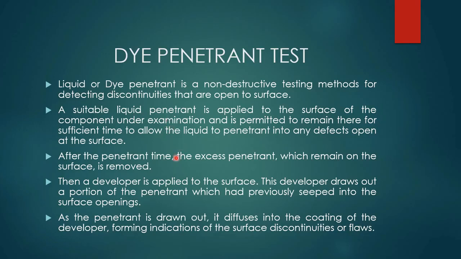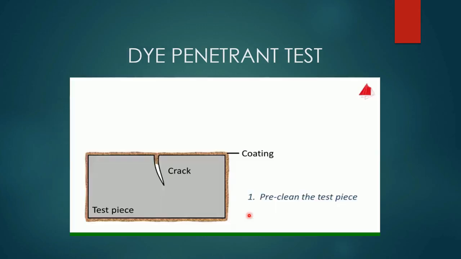After seeping into the crack, the upper portion of the workpiece is cleaned by water. Thereafter a developer is applied to the surface. This developer draws out a portion of the penetrant which had previously soaked up into the surface openings. As the penetrant is drawn out, it diffuses into the coating of the developer, which will show the defect.